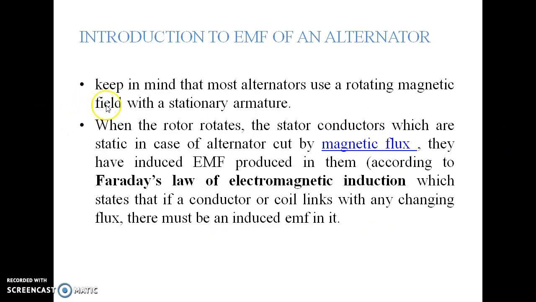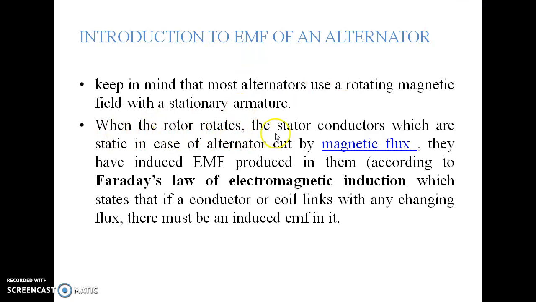Keep in mind that most of the alternators are of the rotating magnetic field with stationary armature type. As we have already discussed, the same alternator can be of two types constructionally: either rotating magnetic field with stationary armature, or stationary magnetic field with a rotating armature. But most of the alternators are of rotating magnetic field with a stationary armature type.